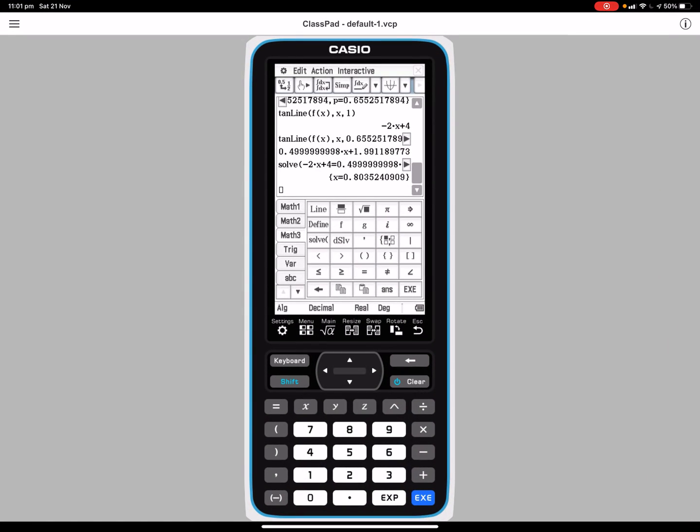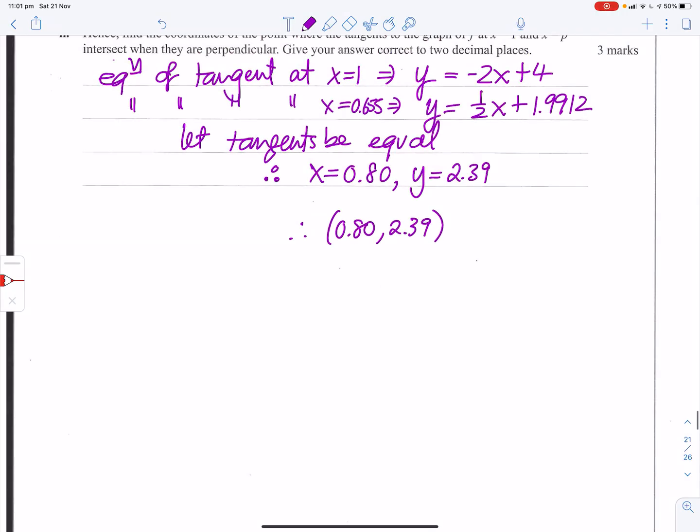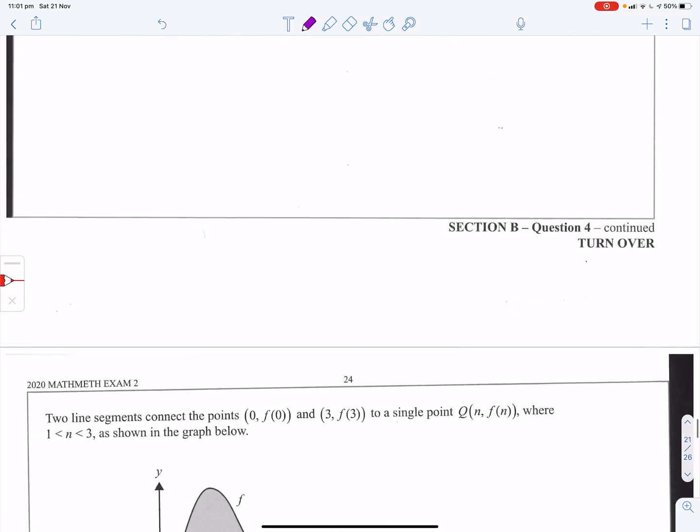And then we can sub it back into that to find out what y is, 2.39. So the coordinates are 0.80, 2.39 to 2 decimal places.